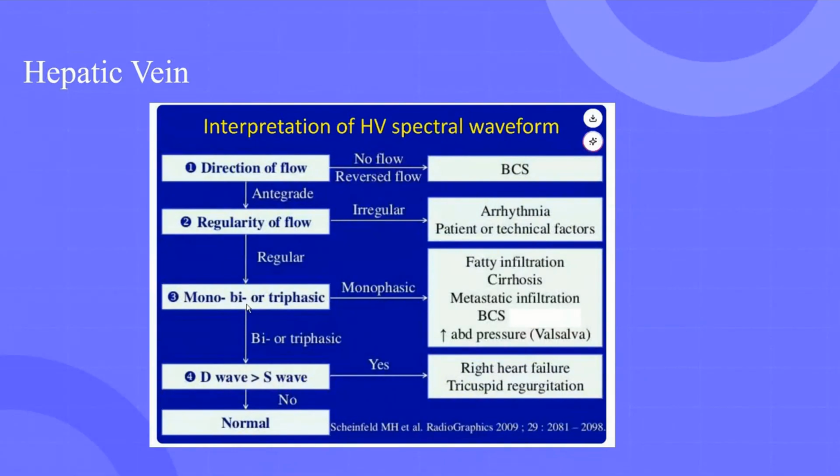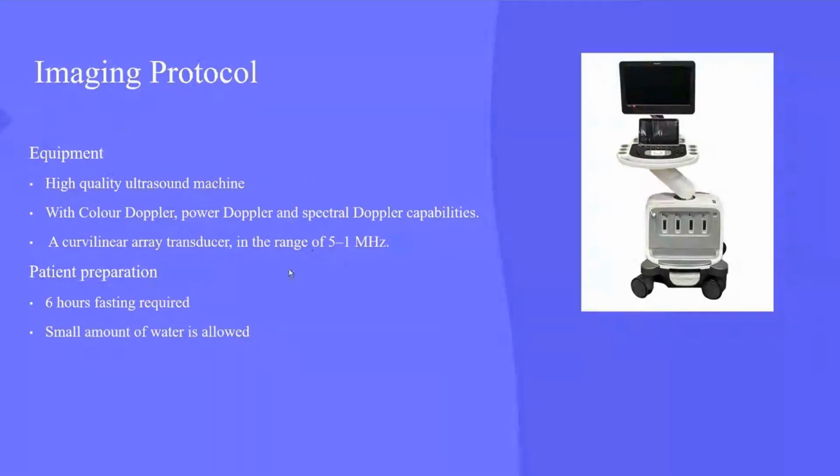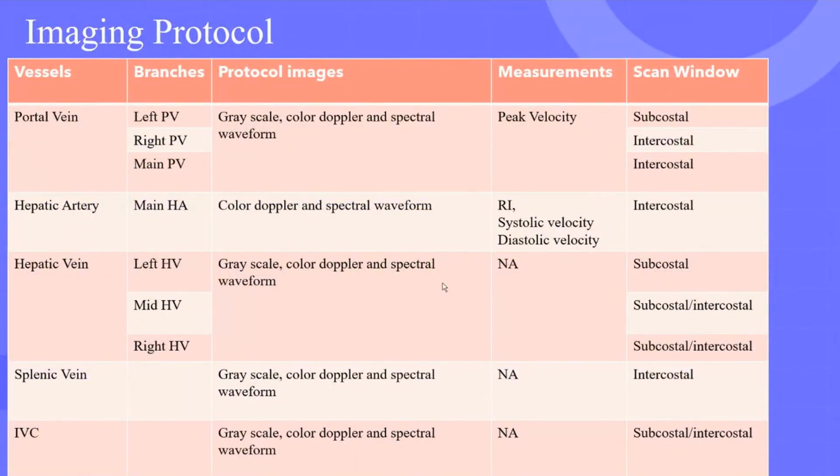So I'm going to discuss the imaging protocol and the equipment. It's a high quality ultrasound with color Doppler, power Doppler, and spectral Doppler capability. A curvilinear transducer with a frequency range from 5 to 1 megahertz will be used. This frequency range allows for high resolution of the deep structures within the liver and adequate penetration of a big patient. Patient preparation: 6 hours of fasting is required, and a small amount of water is allowed. This is our imaging protocol.